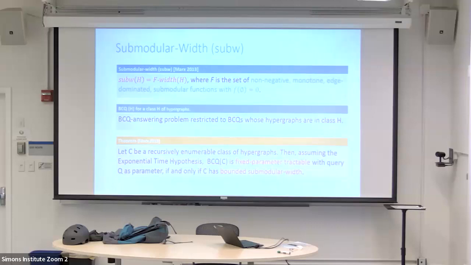So let us characterize a class of Boolean conjunctive queries by the underlying hypergraph. Then he showed you get fixed parameter tractable Boolean conjunctive query evaluation exactly for the class of Boolean conjunctive queries whose underlying hypergraph has bounded submodular width, under the ETH. Fixed parameter tractability means that you take the size of the query as the parameter, so you get some 2 to the power of size of the query times a polynomial.